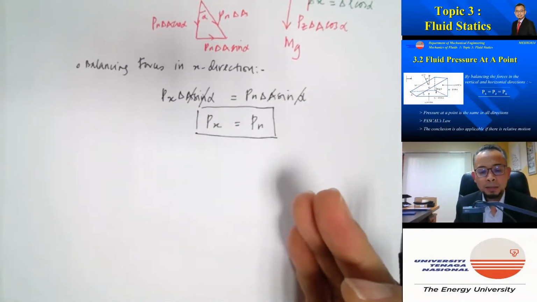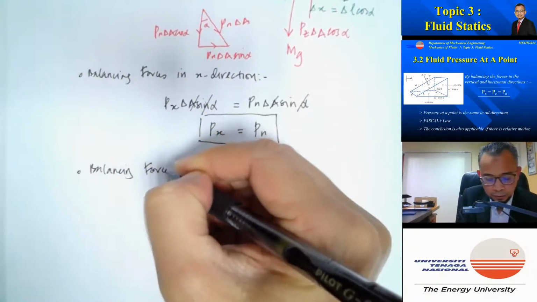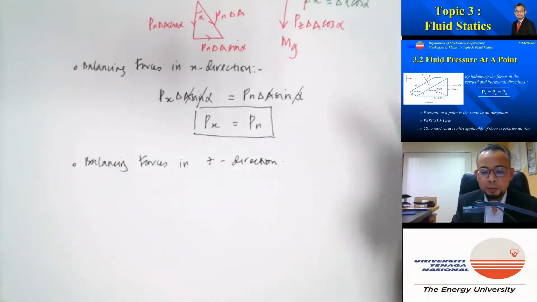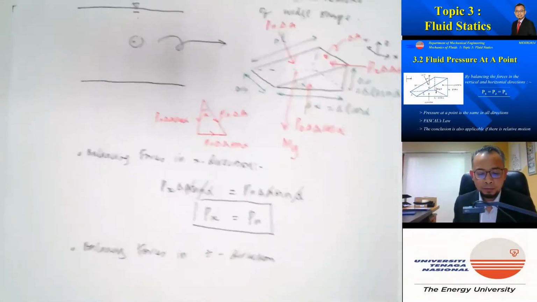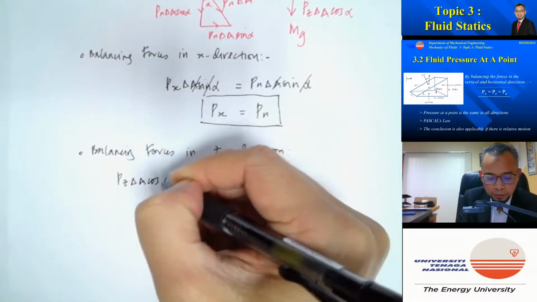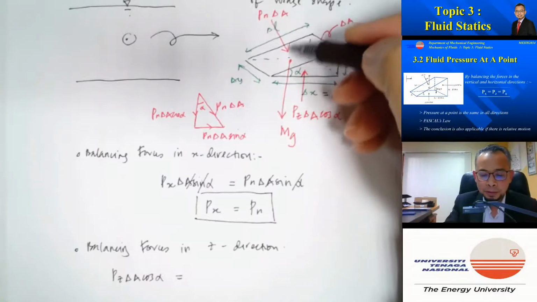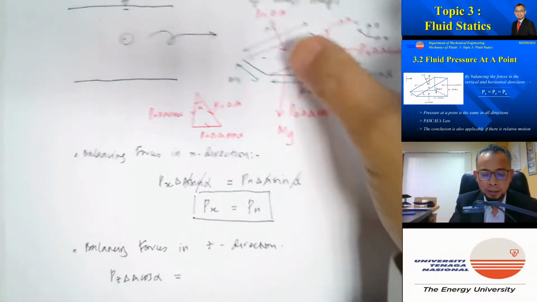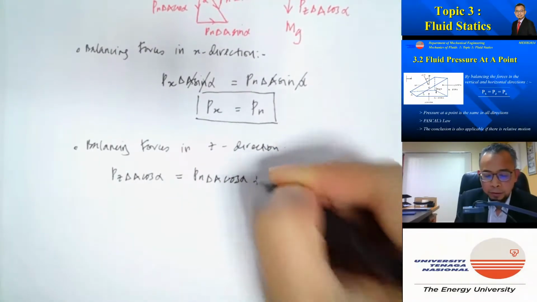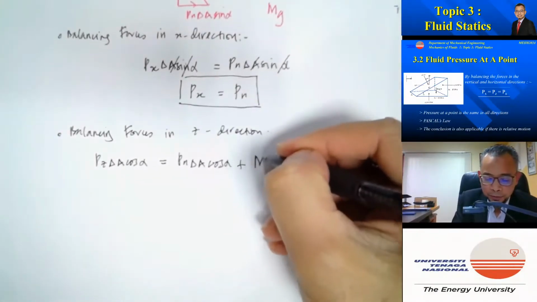Next, we balance the forces in the vertical direction. So balancing forces in the z direction, the force upward is due to Pz delta A cos alpha. So we can write Pz delta A cos alpha. And the force downward, first of all, will be due to the component of this in the downward direction, which is Pn delta A cos alpha, plus there will be this component of weight, mg, which is also acting downward.